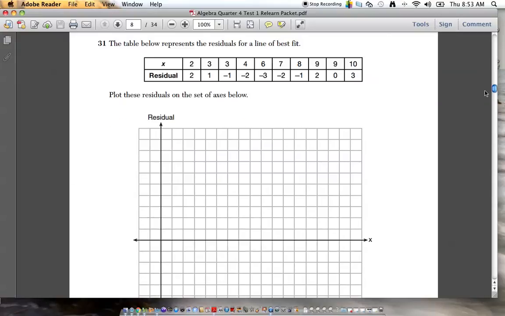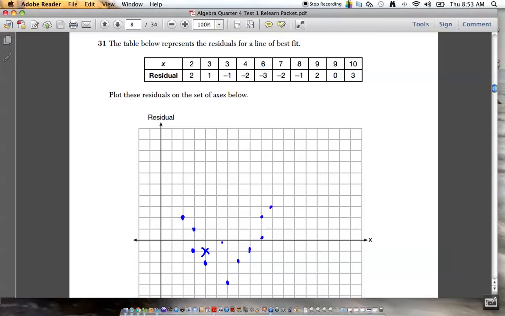All right, now we get to the residuals question. Table below represents the residuals for the line of best fit. So we go to 2, 2, 3, 1, 3, negative 1. Oh, sorry, 3, negative 1. This is not a point right there. Cross that off. 4, negative 2. 5, 6, negative 3. 7, negative 2. 8, negative 1. 9, 2. 9, 0. 10, 3.